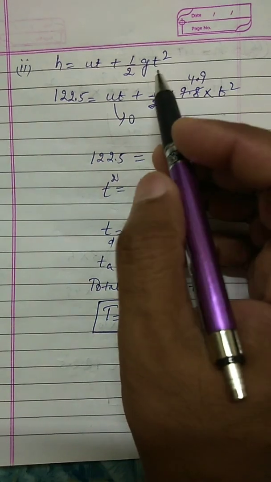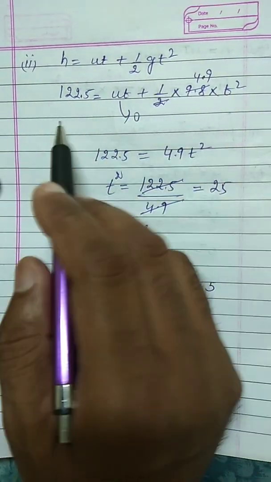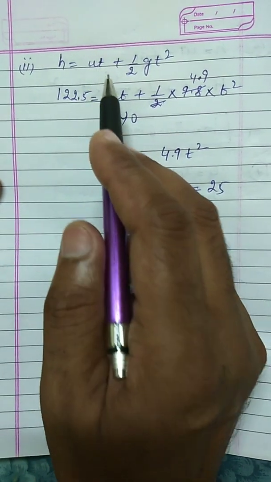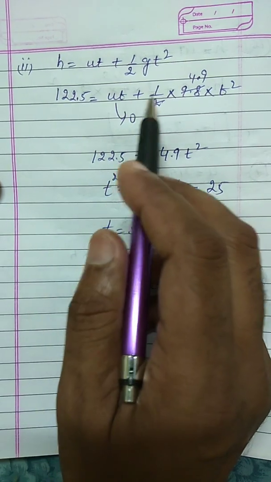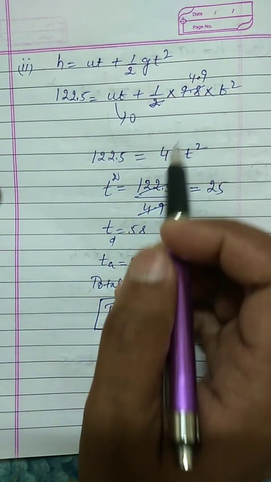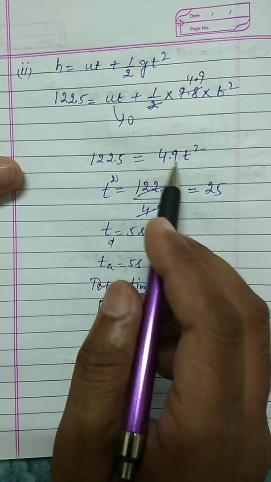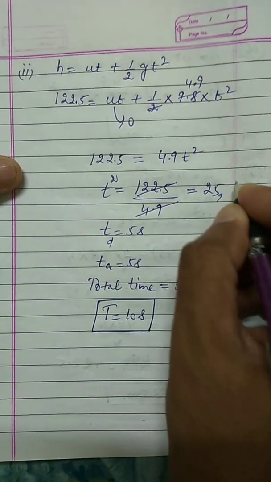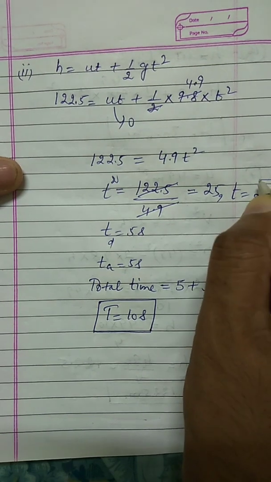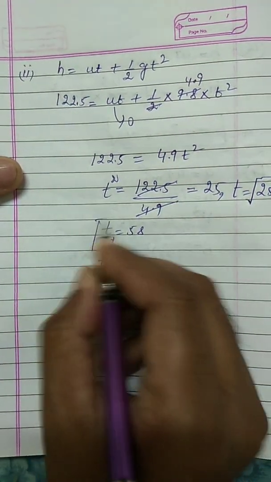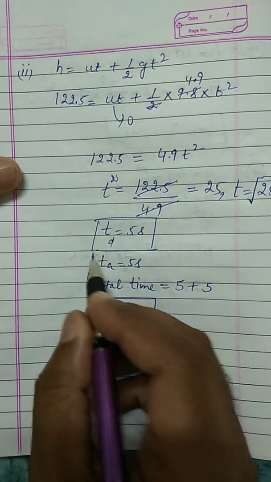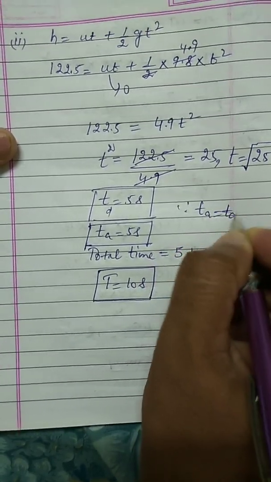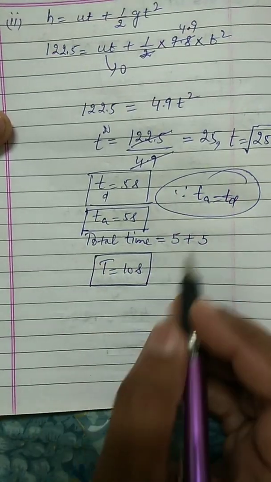Second part of 17 numerical, h is equal to ut plus half gt square. H we have got in first part 122.5. Initial velocity for the free fall is 0, so this is 0, half into 9.8 into t square. 122.5 is equal to 4.9 t square, so t square is equal to 25, and then take t is equal to root 25, which is 5 seconds. This is time of descent. Time of descent is always equal to time of ascent. That's why total time will be 5 plus 5, 10 seconds.